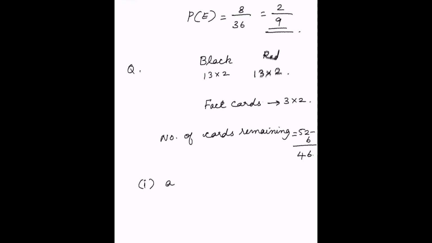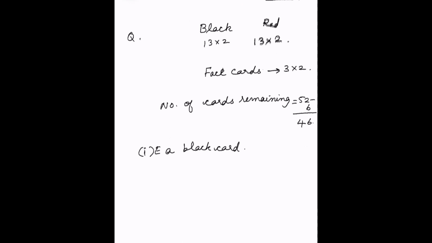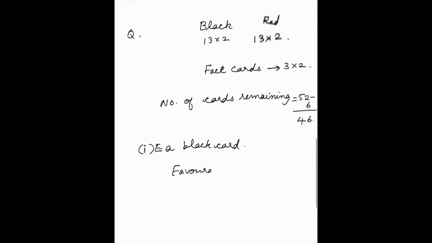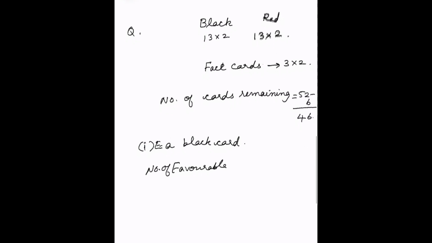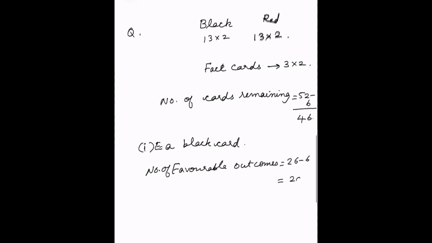The probability of getting a black card. How many black cards are there now? If I write E equal to a black card, the favorable outcome, how many favorable outcomes are there? From 26, 6 cards have been removed. So how many are there? 26 minus 6 is 20.